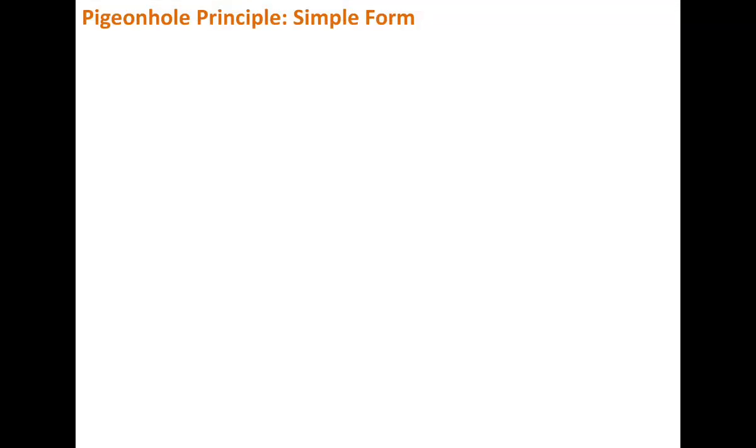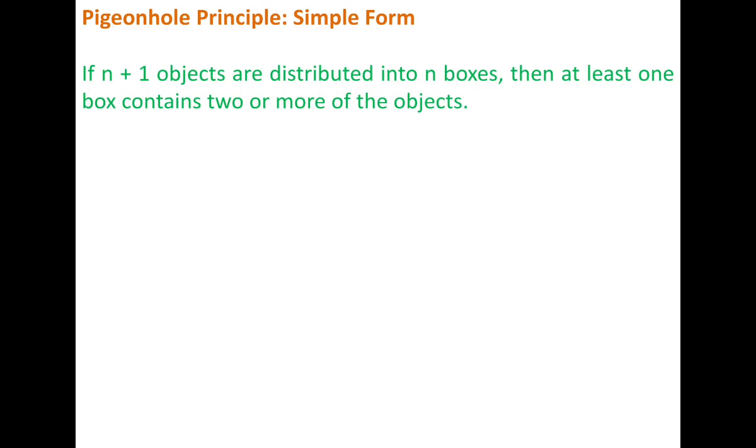The principle is very easy, but you will be able to see that it can be helpful in solving very difficult problems. It says that if you distribute n plus 1 objects into n boxes, then of course there would be at least one box containing two or more objects. Since n boxes are there, the worst case is you put one object in one box, so all n boxes are filled now with one object, and the n plus 1th object would go into any one of the boxes. That's why there would be at least two objects in one of the boxes.